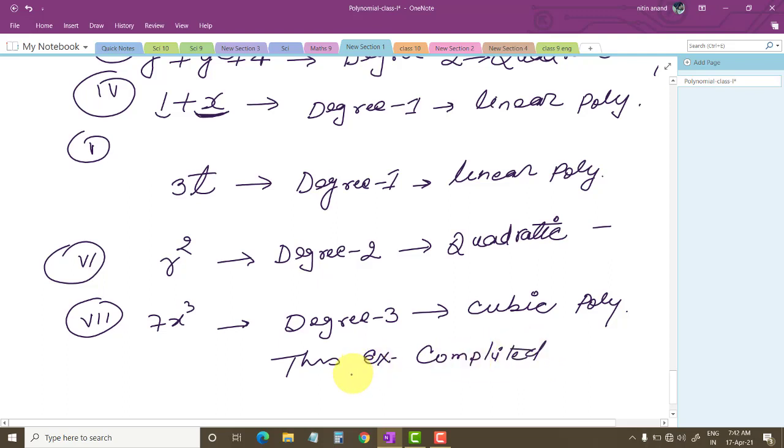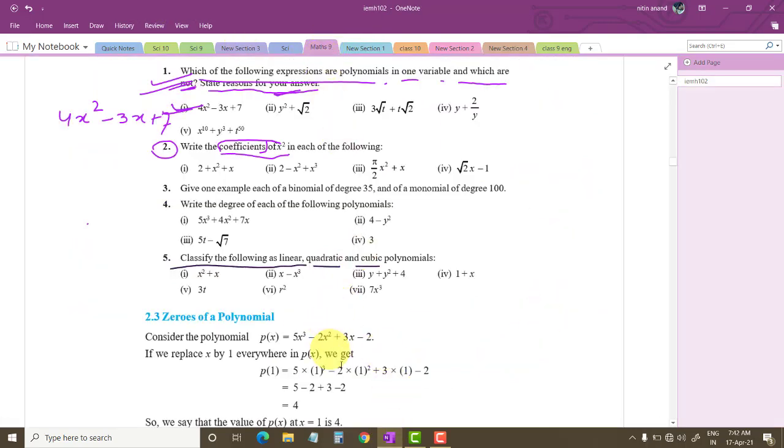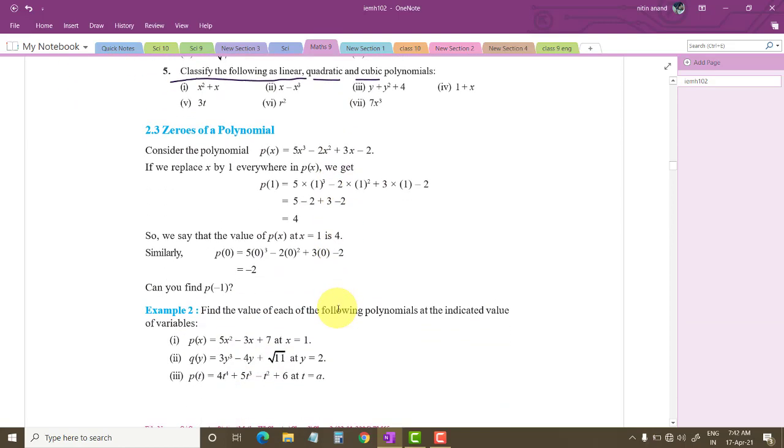We have completed that. Okay, now we will see the next topic of this chapter for this polynomial. The next topic is zeros of polynomial. What is the zeros of polynomial? Firstly we'll discuss zeros of polynomial, then after we will move to the questions.